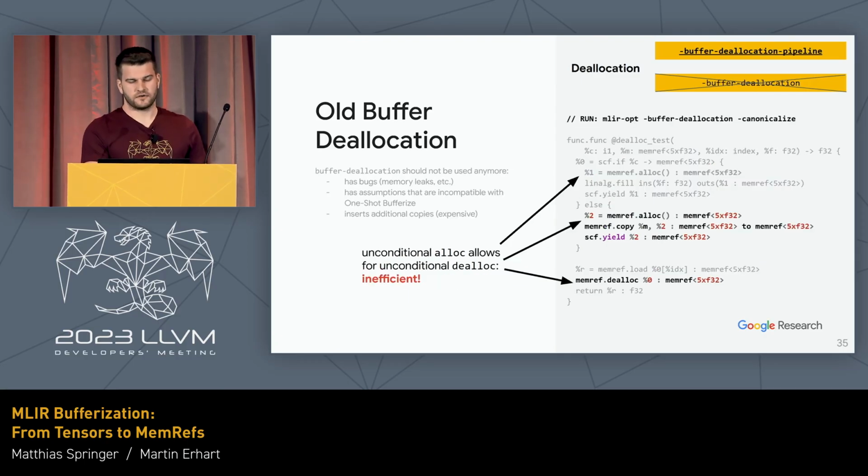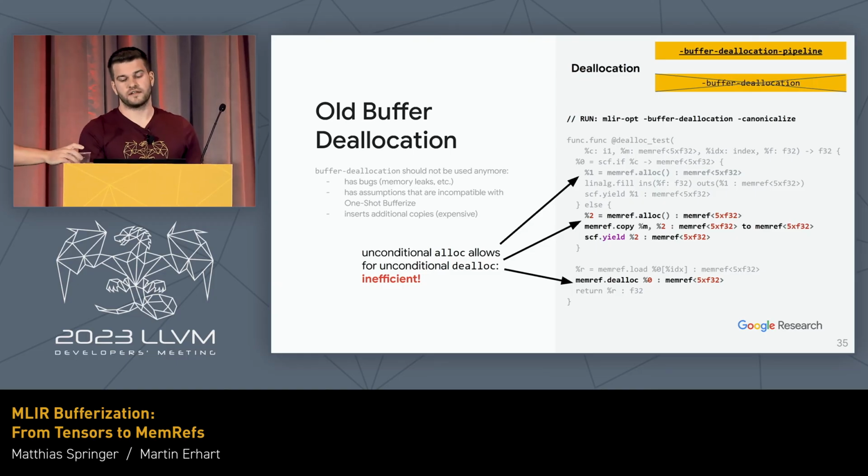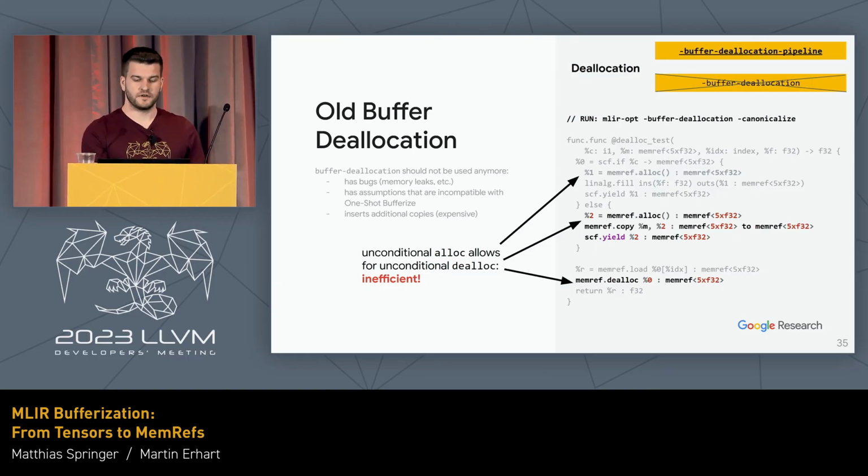So the old deallocation pass would just insert a new allocation in the else branch of the SCF if and copy over the contents of the memref you got as a function argument. That way the pass knows for sure that the memref returned by the SCF if is a new allocation, and it can just insert an unconditional deallocation at the end of the function body. The problem here is that this is very inefficient, especially if the memref is really big and if the else branch is the more likely branch taken.